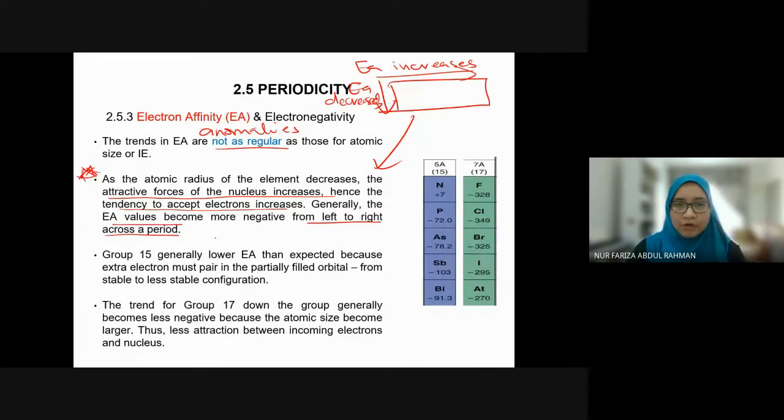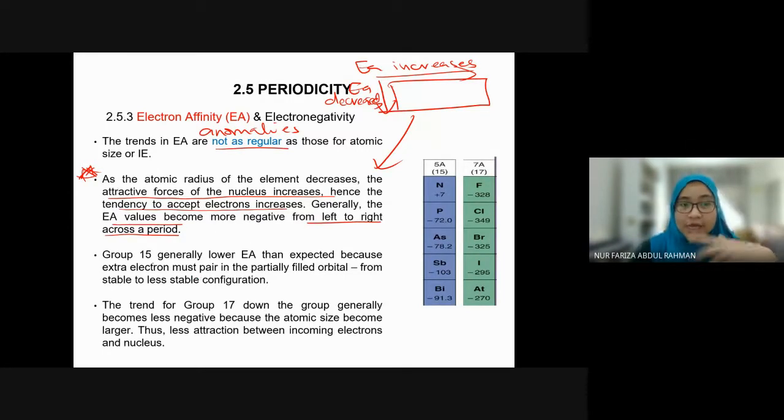Students know it increases but they don't know in terms of value. So please take note of the value itself. Yes, EA increases. By increases, it means it becomes more negative. The value becomes more negative. Going down the group, EA decreases, so the EA value becomes less negative, or becomes more positive. Alright, so this is the general trend that we have.